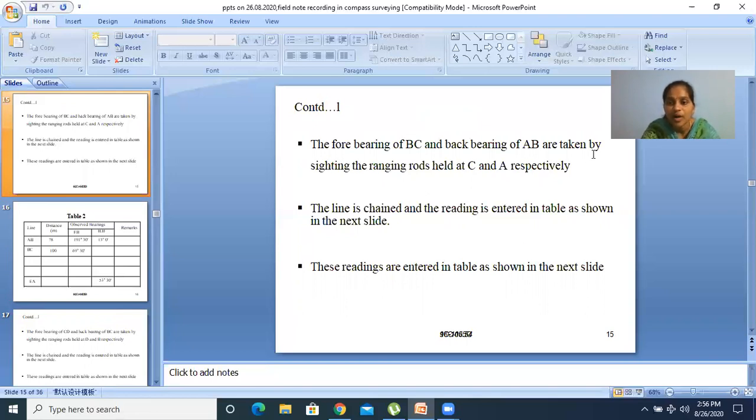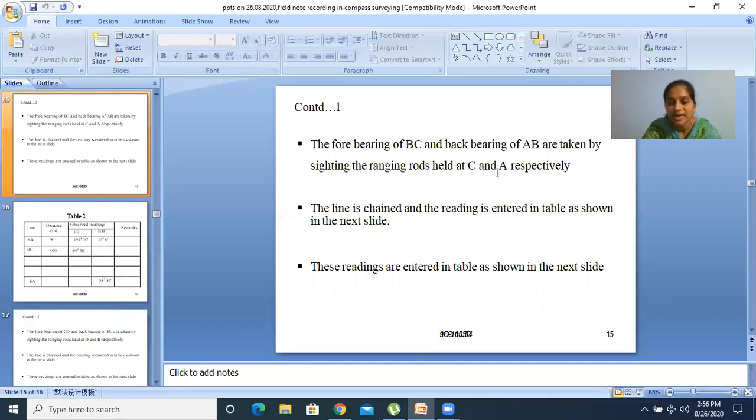These are taken by sighting the ranging rods which are held at A and C. So by placing our ranging rod at C, we will take the forebearing of BC.